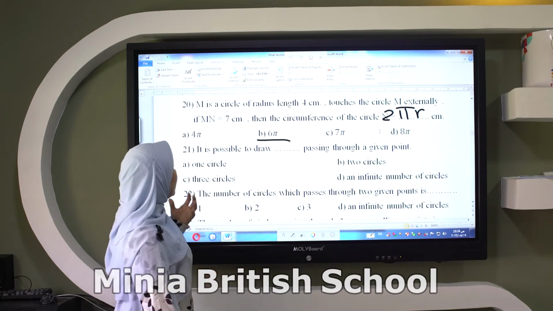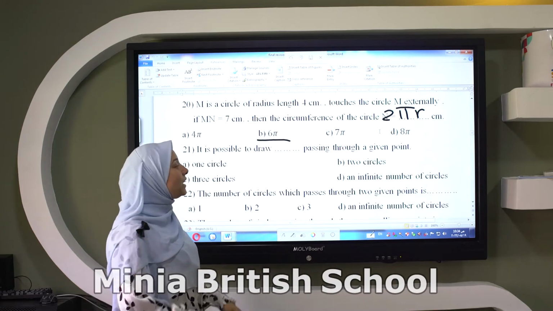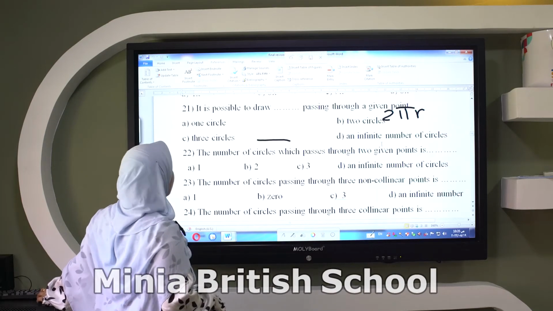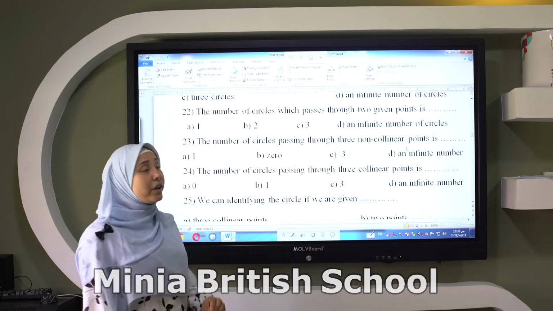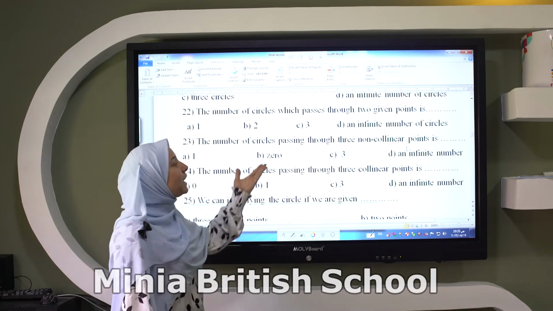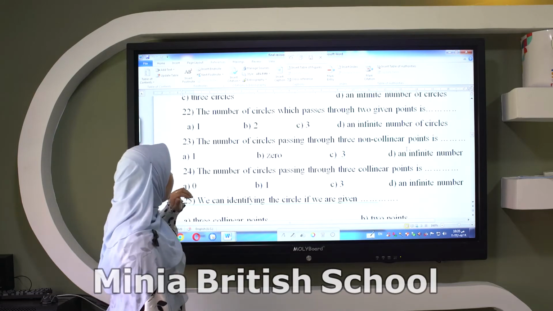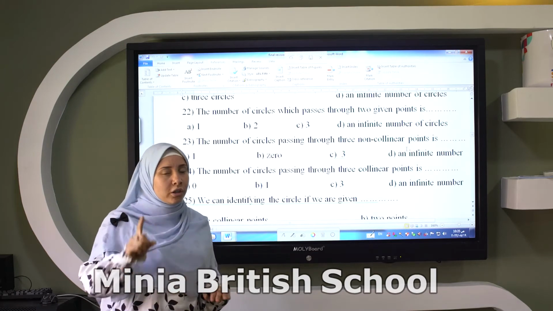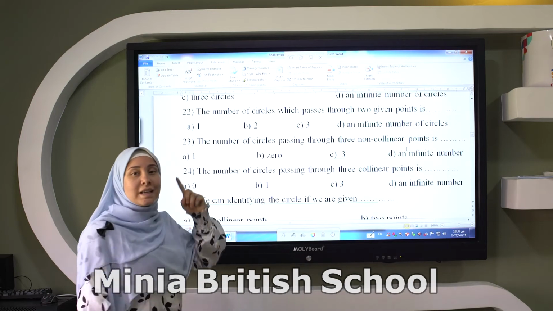In 21, is it possible to draw a circle passing through a given point? To draw an infinite number of circles, okay. But in 22, the number of circles passing through two given points is also an infinite number of circles. But in 23, the number of circles passing through 3 non-collinear points is what? Is 1 circle.